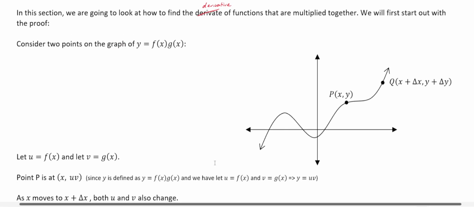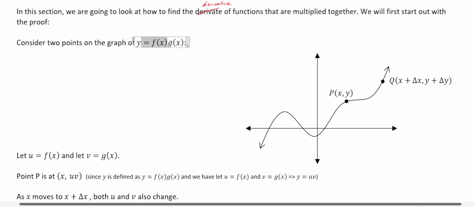So let's consider 2 points on the graph of y is equal to f at x times g at x. So the graph that you see here is the product of f at x times g at x. So anytime you see a y value means we're multiplying the function f at x and g at x. We've inputted the x value into f, and we've inputted the x value into g, and we multiply them together to get y.